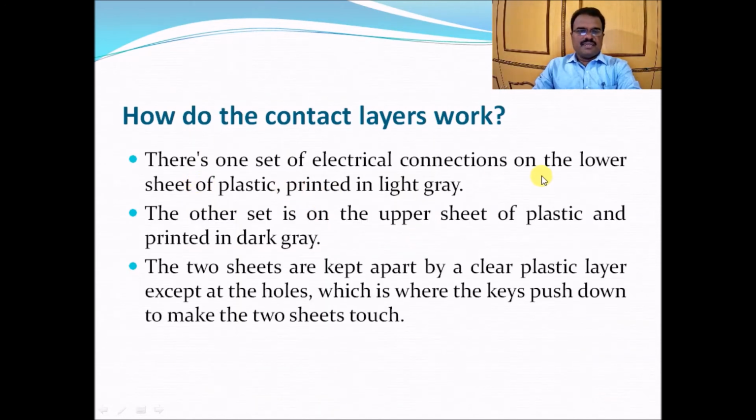There is one set of electrical connections on the lower sheet of plastic printed in light gray. The other set is on the upper sheet of plastic and printed in dark gray. The two sheets are kept apart by a clear plastic layer except at the holes, which is where the key is pushed down to make the two sheets touch.